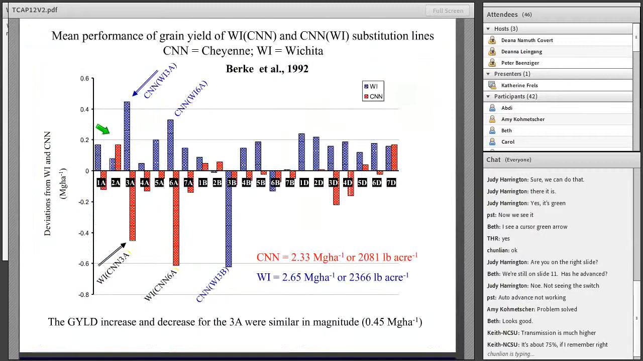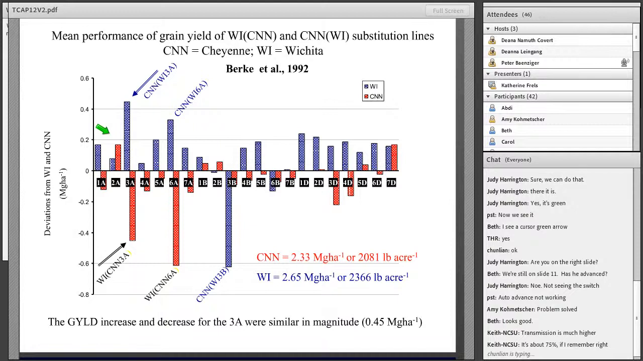Now, one last thing that we need to look at is, statistically, we've talked about analyses of variance and things like that. There's one other test that we could use, and that's called a sign test, S-I-G-N.